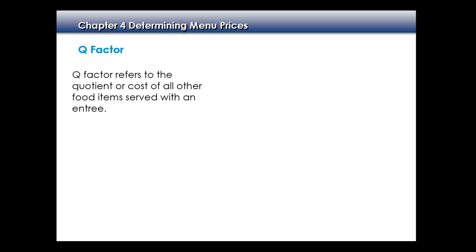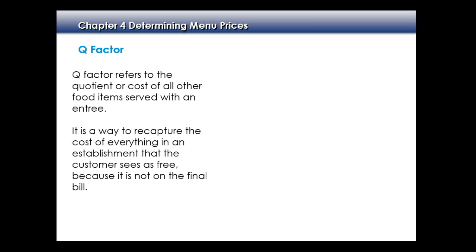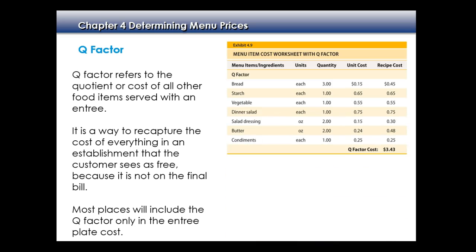So the Q factor refers to all food items that are served with an entree. It's a way to recapture the cost of everything in an establishment that the customer sees as free because it's not on the final bill. Most places will include the Q factor only in the entree plate cost. So here is one of the examples they put.